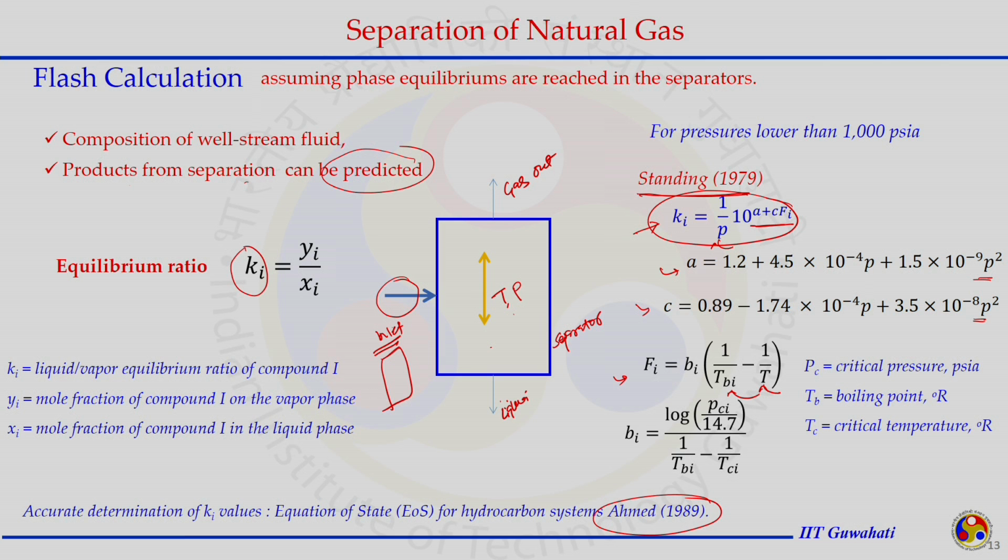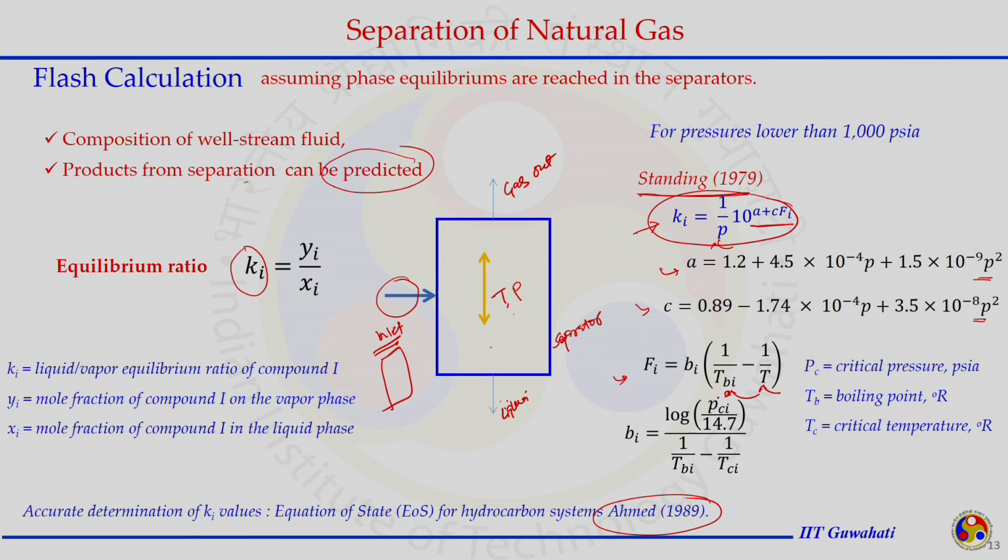So, this is a situation where we have a stream which has n components, and that stream is just exposed to a separator and suddenly exposed to a particular temperature and pressure. How is the separation going to be, how many moles are going to the vapor phase, how many moles are going to the liquid phase? For that the component properties are also important, and Fi is related to the boiling point of that component, while Bi, which appears in Fi, relates the critical pressure and boiling point of that component in the system as well as the critical temperature.